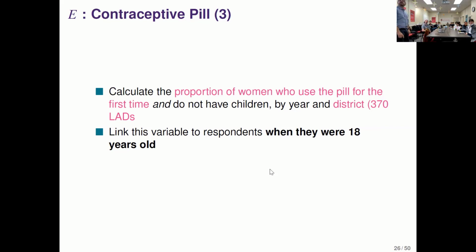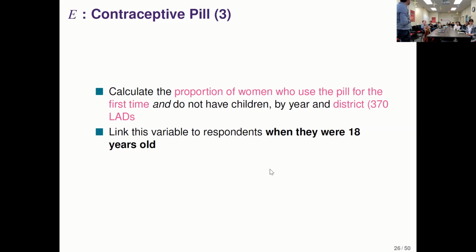So we calculate by local authority district the proportion of women who use the pill for the first time and do not have children. We want to have as a reference the women that have no children, and we calculate it by year and district. And we link this variable to respondents where they were 18 years old. So this is a contextual variable. Everyone in the same area will have the same value. And we think it measures some sort of social norm and social influence.